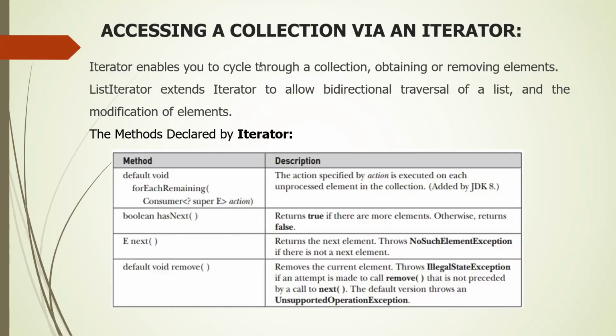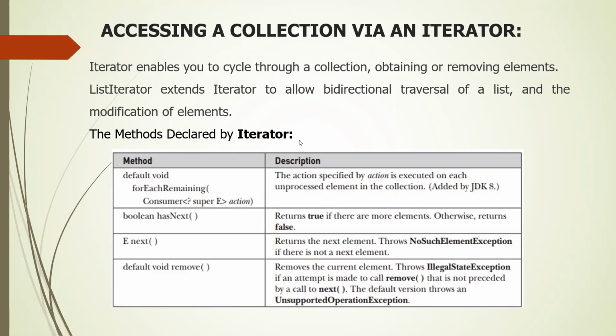Iterator enables you to cycle through a collection, obtaining or removing elements. ListIterator extends Iterator to allow bidirectional traversal of a list and the modification of elements. Actually, an iterator is an object which is used to traverse the collection of elements in Java.